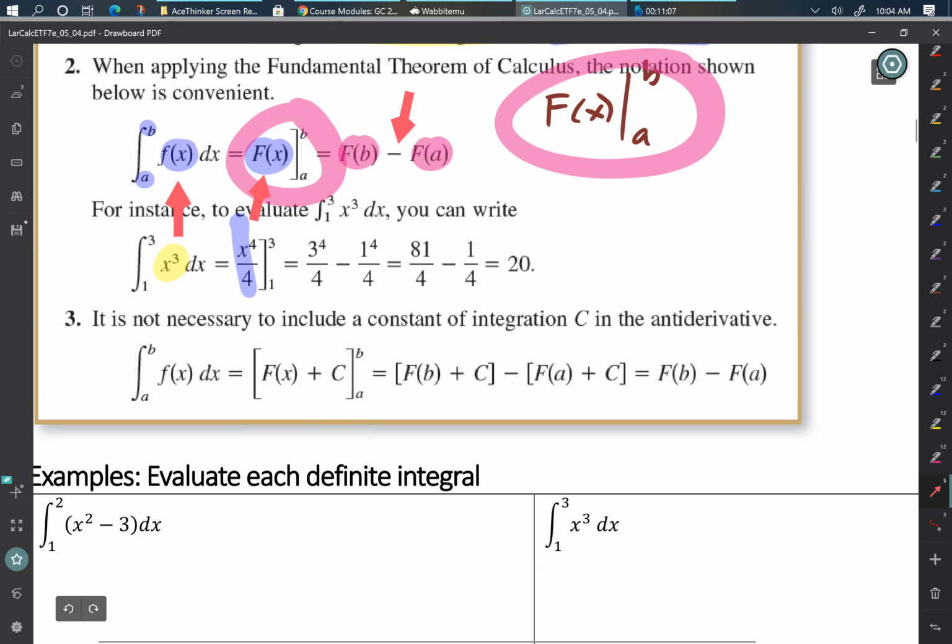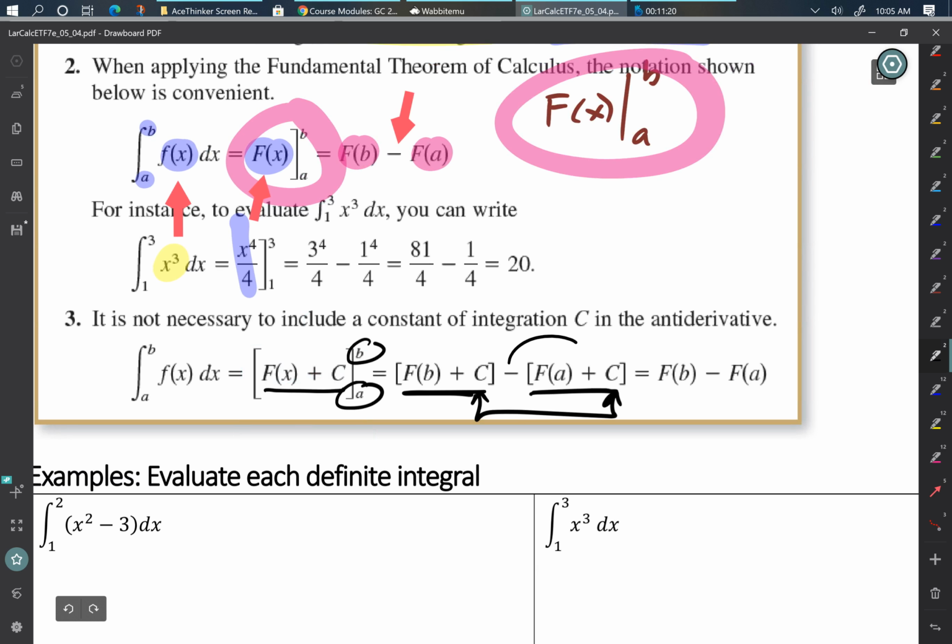Let's get rid of it. Imagine that you found the plus c. Well, there's the F of b, the upper limit. There's the F of a, the lower limit. But what's going to happen to those two c's? Well, when we distribute the negative in there, the c's are going to cancel. And since the c will always cancel, why should I ever write it? Right? Which is why here you don't see the c written.